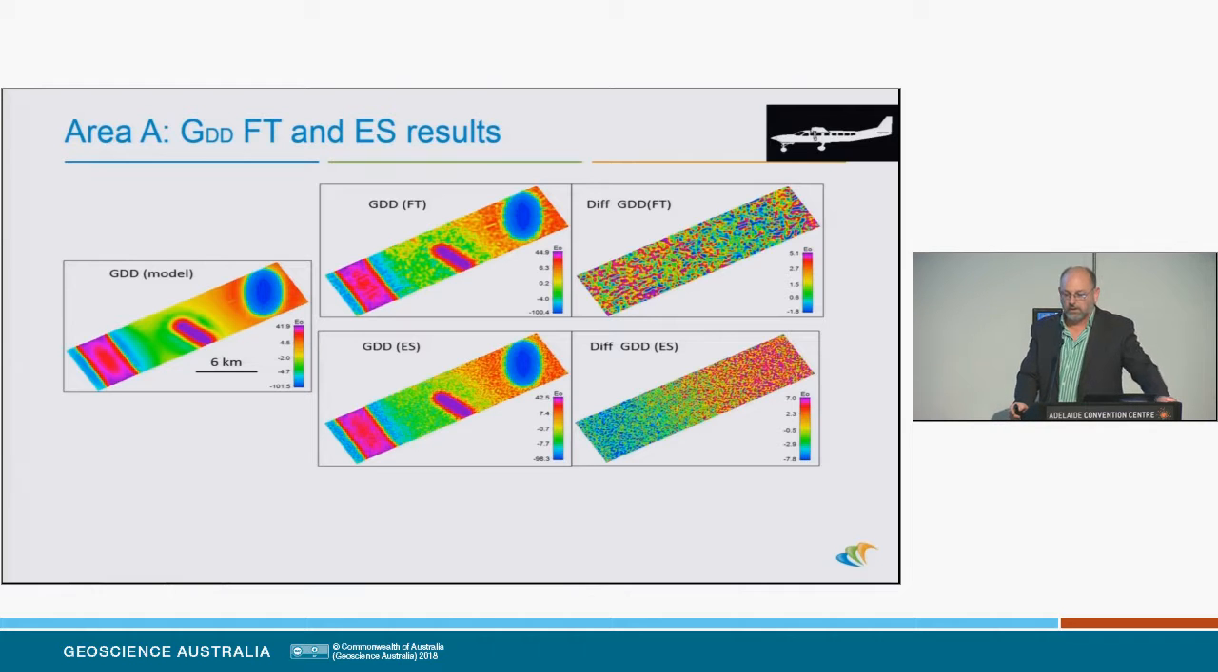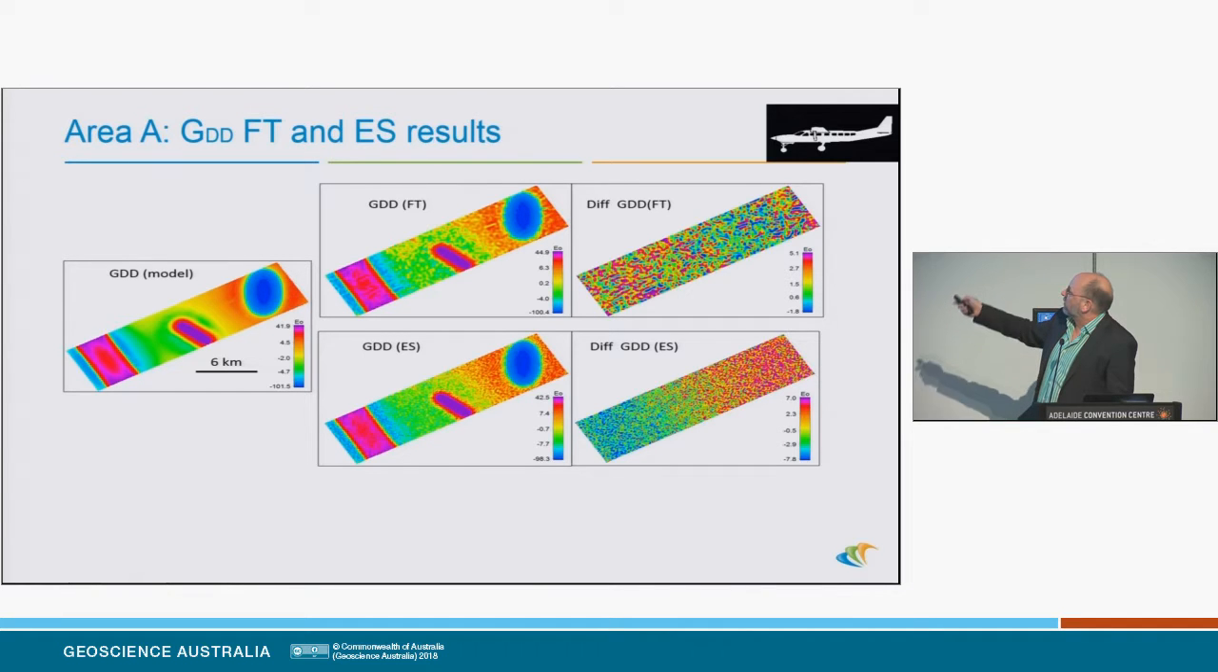So this is Area A, and here we're just looking at the vertical gravity gradient. So this is the model result. Here is the output from the Fourier transform method. Here is the output from the equivalent source method. And this is the difference between the Fourier transform and the model, and the difference between the equivalent source and the model. So, two things to point out here. It's not obvious from these pictures, but the random noise in the two is actually pretty similar.